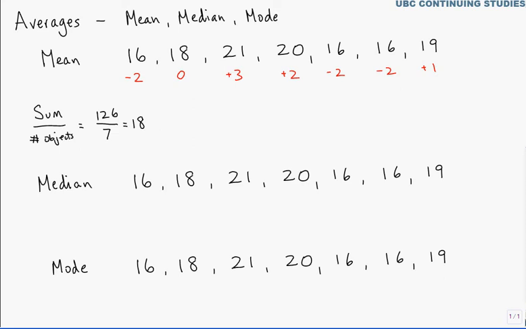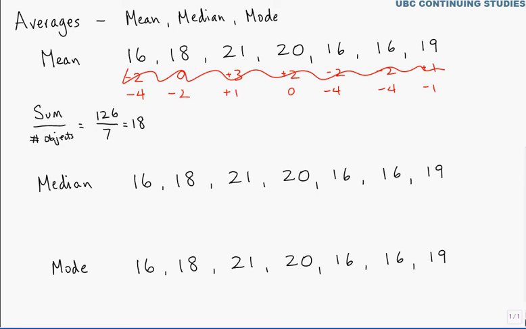But let's say you chose a different number, let's say 20 for instance. What do you do in that case? So I'll just scratch these out so they don't get confusing. So 20 you compare to all the numbers here. So we would write down a minus 4, a minus 2, a plus 1, a 0, a minus 4, a minus 4, and a minus 1.